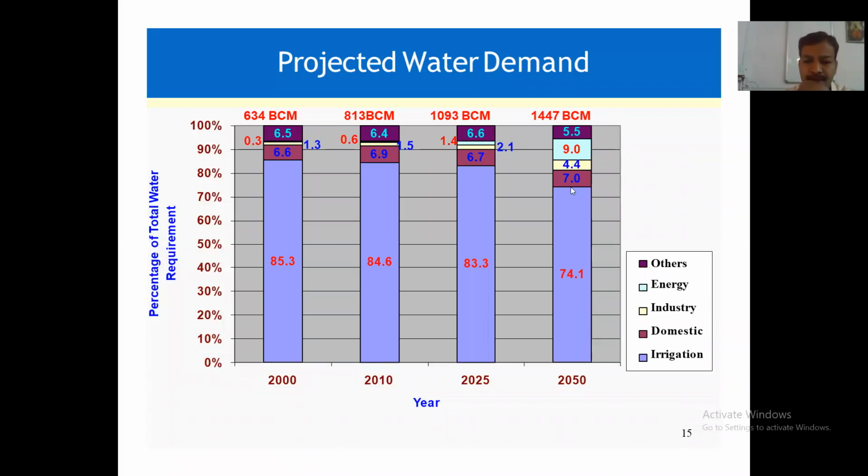The projected water demand is shown in this graph. Percentage of total water requirement, from the year 2002 up to 2050. Projected water demand, here we see the water requirement shown in this graph. Percentage of total water requirement is shown by these various colors. This gray color indicates irrigation water requirement, purple color indicates domestic water requirement, this faint yellow color indicates industrial water requirement, and this blue color indicates energy sector, and purple color indicates others.